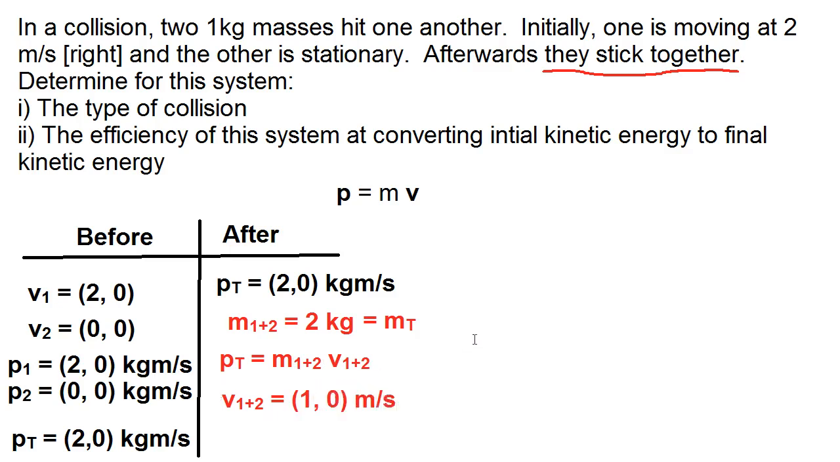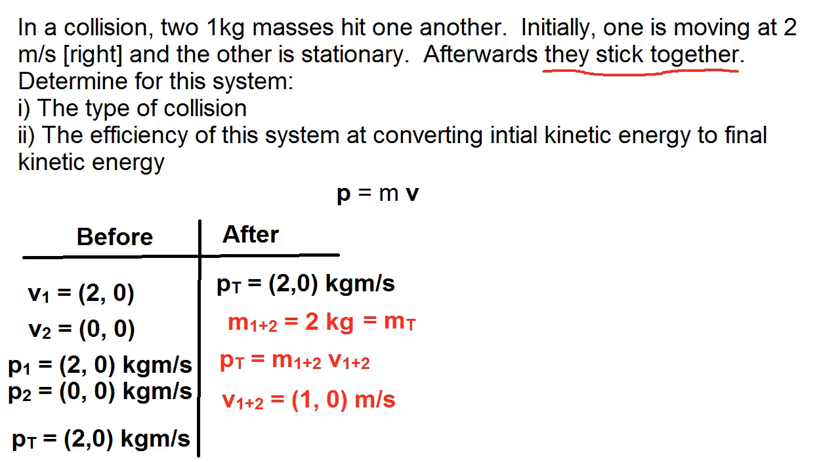And we'll get 1 meter per second to the right. Now, with this being said, this is the conservation of momentum type that's always true. Now, what we want to do is figure out the type of collision that we have present. To do so, we want to compare the total kinetic energy both before and after the collision.